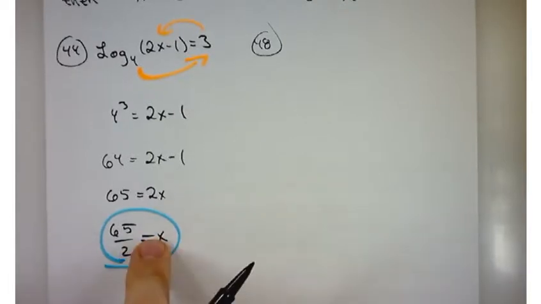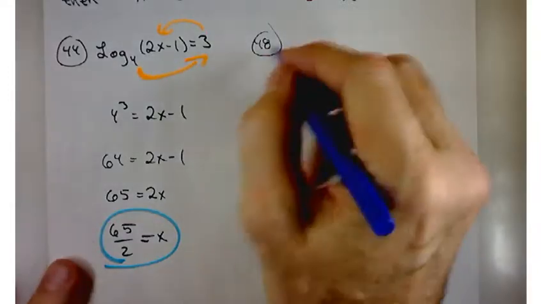If you gave me 32.5, that'd be fine. I mean, I like fractions better usually, but unless I specifically say I want it as a fraction, if you gave me 32.5, that's fine. Okay, thanks for the question. Let's take a look at problem number 48.